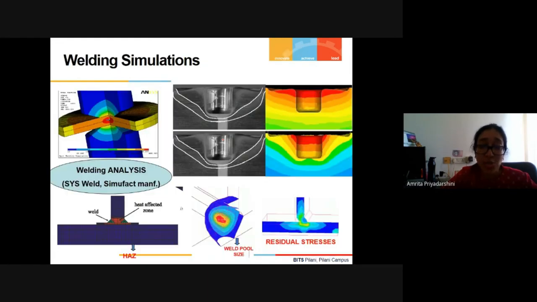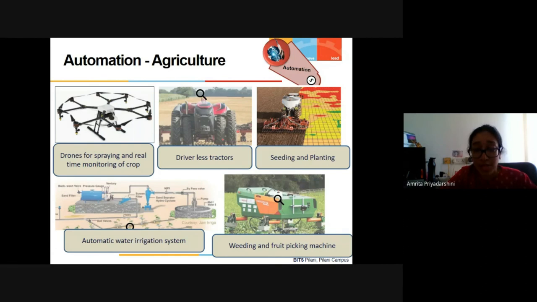So as I said, this was related to simulations. I'll just try to sum it up. I think I have taken extra time. As I said, these are all related to the current trends in mechanical engineering, especially related to computers. So automation, as I said, is one of the areas which is surely there.